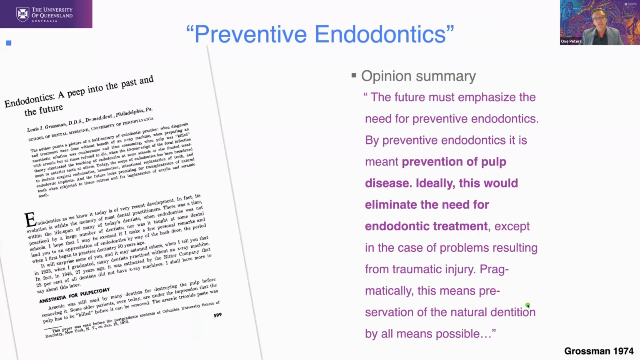It's not feasible. So preventive endodontics was put on the map by Louis Grossman, father of endodontics in the US, already 50 years ago. This is the text here, peeping into the past and the future, visionary, right? What he says is this: the future must emphasize the need for preventive endodontics. This does not mean a root canal treatment just because they can, but prevention of pulpal disease. It would eliminate the need for endodontic treatment, except in the case of problems resulting from trauma. Pragmatically, this means preservation of the natural dentition by all means possible. Sounds logical, right? But we're not really doing this.